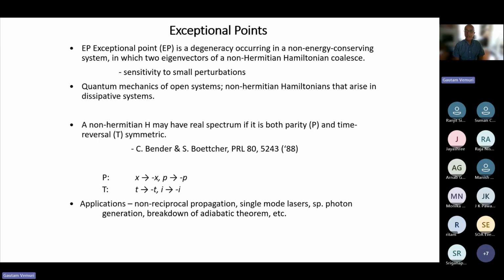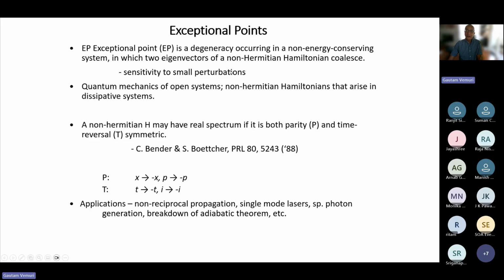So as you know, a Hermitian Hamiltonian or a Hermitian matrix will have eigenvectors which are perpendicular to each other. Now, if you have a non-Hermitian Hamiltonian, and these two eigenvectors become parallel to each other, and the eigenvalues are degenerate, we call that an exceptional point.